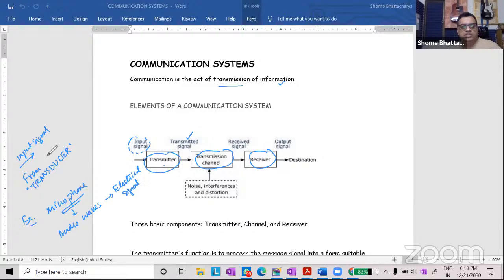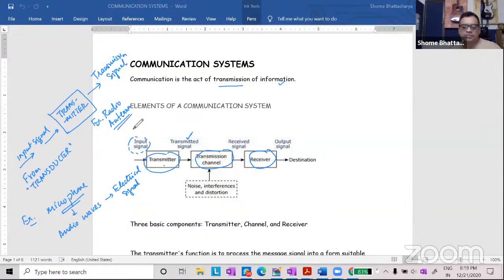So the input signal is the signal that is coming from a transducer. Now what the transmitter does is, the input signal that goes into the transmitter is converted into something which is called the transmission signal. So you can think of the transmitter like, for example, a radio antenna and all the other equipment that goes along with the radio antenna, which is a signal amplifier and the modulator and things like that.